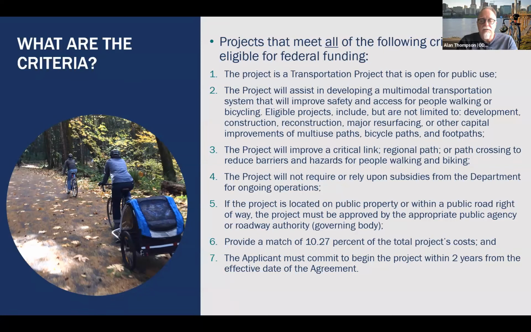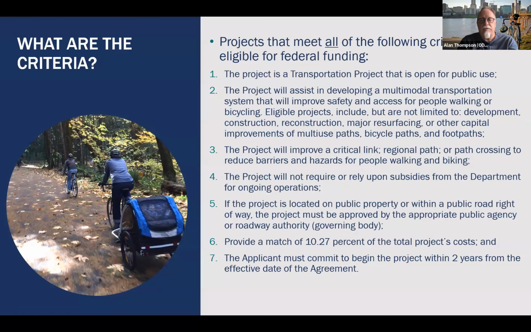We're allowed to have crossings because there's a requirement in there that says that the funds for the MAT, Multimodal Active Transportation Fund, can't be used on highways. The one exception is the path crossing, because you can't just stop right there at a major highway and say, all right, you're on your own crossing. So we allow that. The project will not require or rely upon subsidies from the department, that's ODOT, for ongoing operations. If the project is located on public property or within a public right-of-way, the project must be approved by the appropriate public agency or roadway governing body. So that'll be your local city. It might be ODOT if it's a state highway.